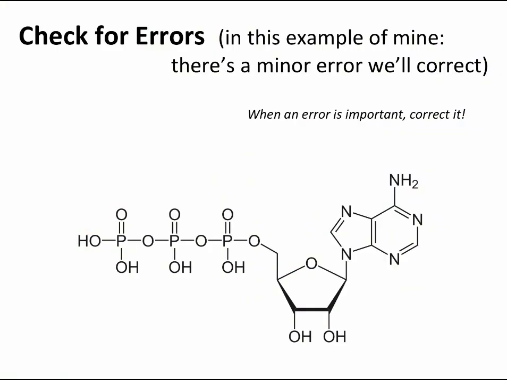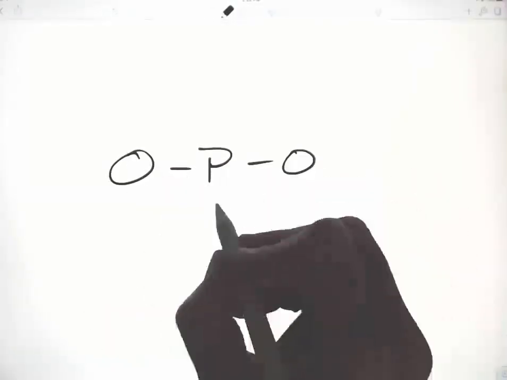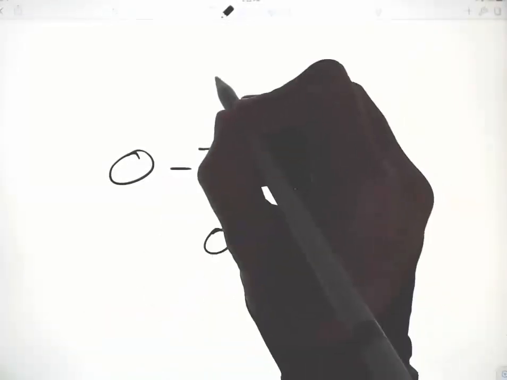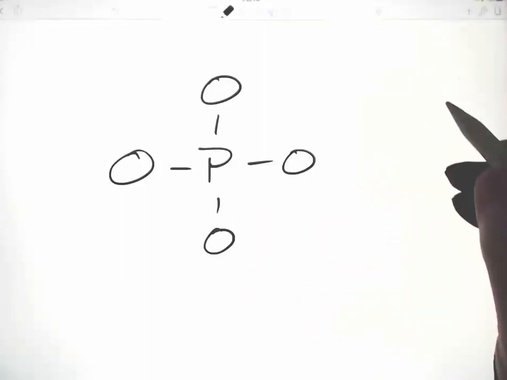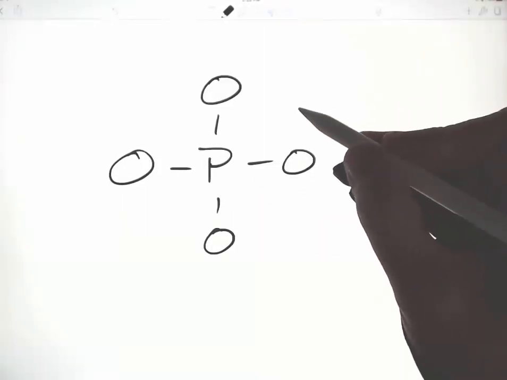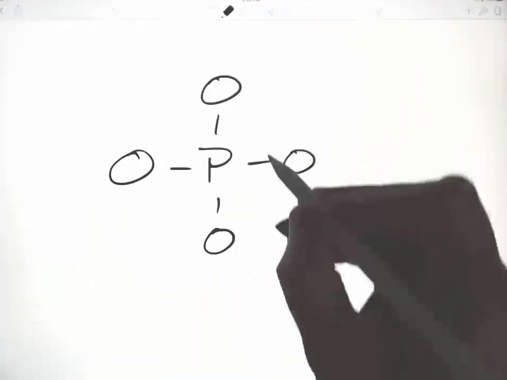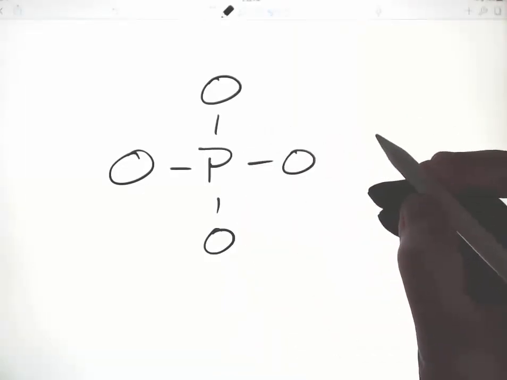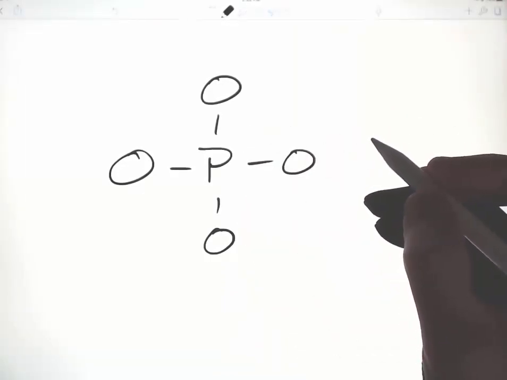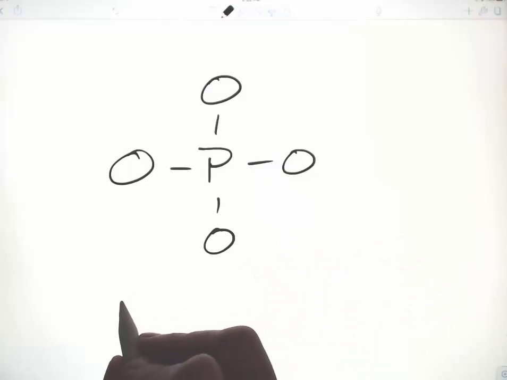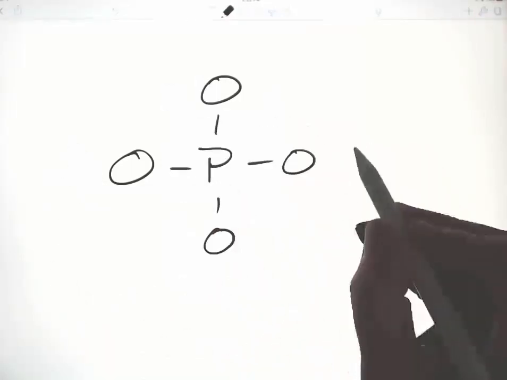It's important to check your sketches for errors. There will be one error in this example that we'll correct. For the phosphate, the first piece to remember is a phosphorus with four oxygens. Notice I've left out a hydrogen here, and a double bond. Start with something simple that you know you'll remember. Test yourself here. Can you close your eyes and still picture all of this?